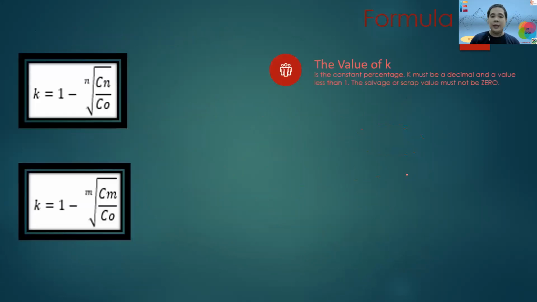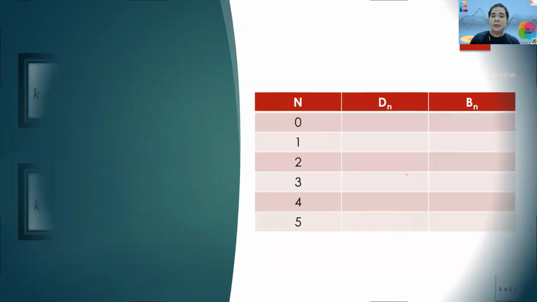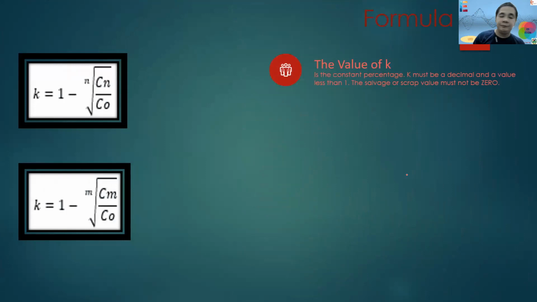So the value of K is equal to 1 minus the nth root of Cn over Co. Or the subsequent formula is 1 minus the mth root of Cm over Co. Okay? So be mindful of the formula. So the value of K is the constant percentage that must be a decimal and a value less than 1. The salvage value or scrap value must not be equal to 0 for this type of problem.